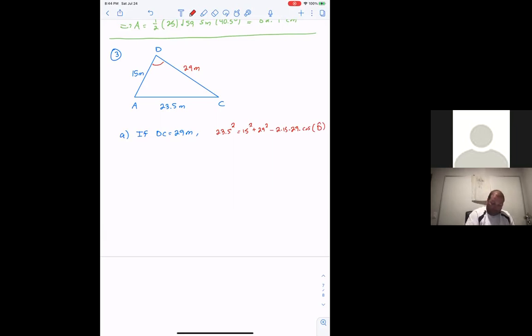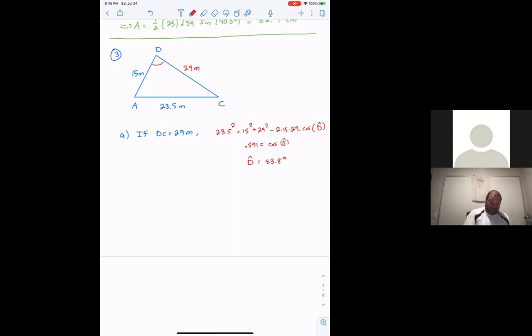So 23.5 squared minus 15 squared minus 29 squared, divided by negative 2 divided by 15 divided by 29, I get 0.591 equals cosine D hat. So the inverse cosine of that gives me that D hat is equal to 53.8 degrees to 3 sig figs.